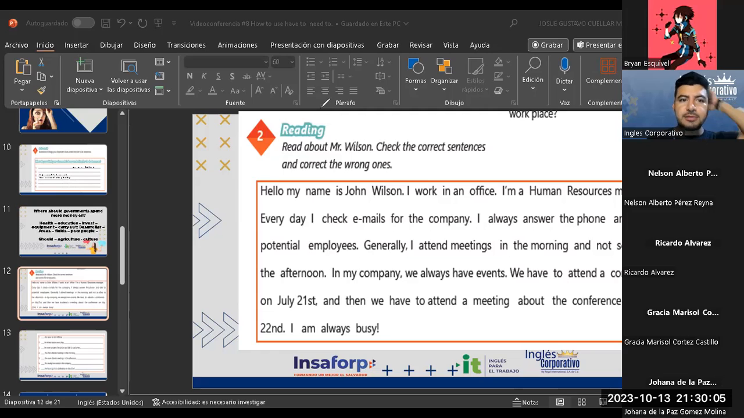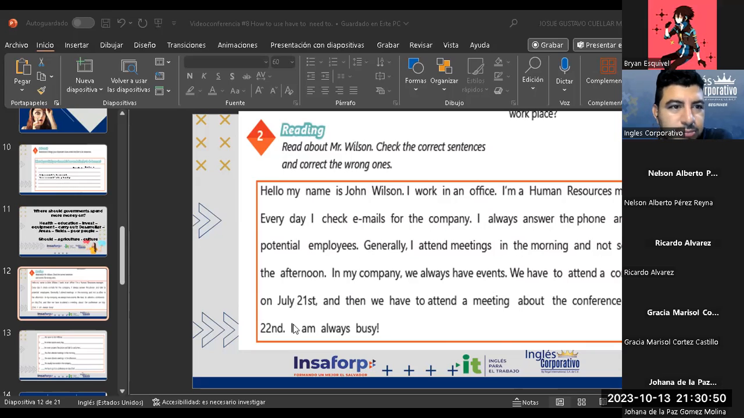We have these sentences, tenemos estas oraciones. So, here we have, hello, my name is John Wilson. I work in an office. I am a human resources manager. Every day I check emails for the company. I always answer the phone and talk to potential employees. Generally, I attend meetings in the morning and not so often in the afternoon. In my company, we always have events. We have to attend a conference on July 21st, and then we have to attend a meeting about the conference on July 22nd. I am always busy.